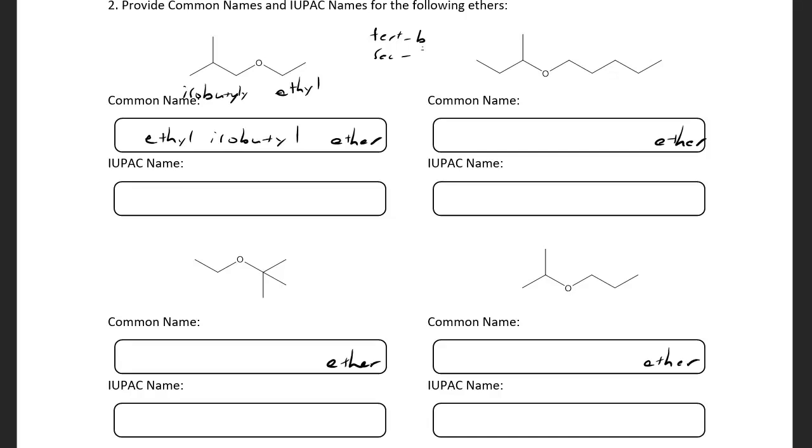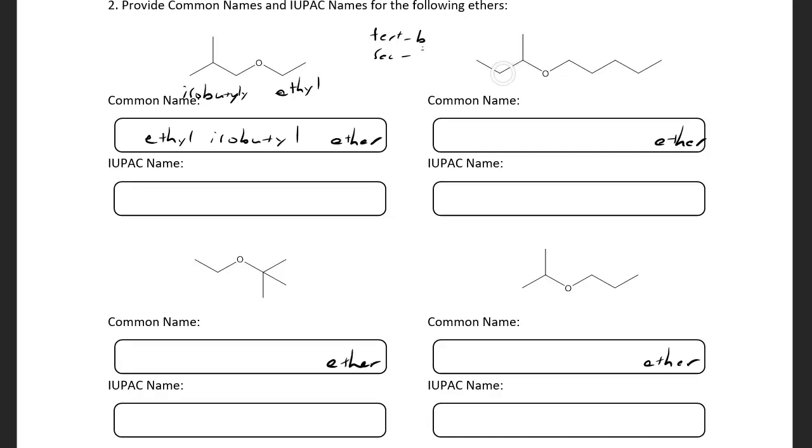Ethyl isobutyl ether. Let's do the next common name here. We'll go back and do both IUPAC names. So in this case, we have 1, 2, 3, 4, 5 carbons. So that's pentyl. In this case, we have sec-butyl ether. So our methyl group is coming off that first carbon. We have 4 total carbons in this, so this is referred to as sec-butyl.